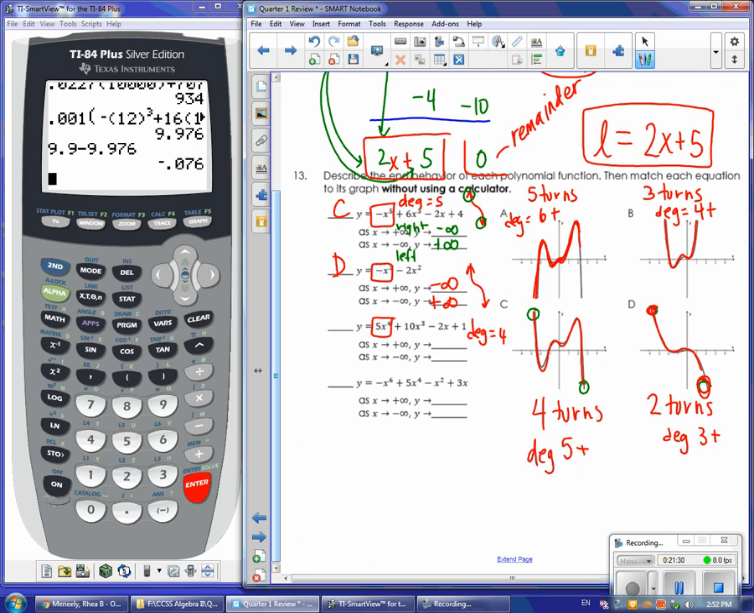It's also got a positive leading coefficient, so that tells me it's going to be opening up and going up in both directions. So it's going to look like a parabola that's opening up. There's only one function that does this in terms of my graphs, and that would be letter B.